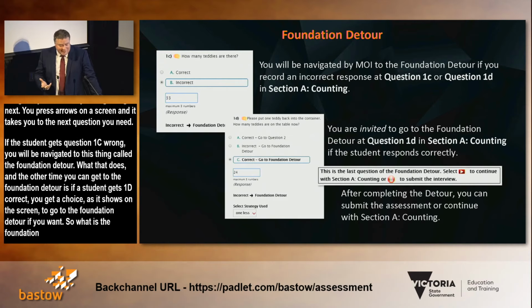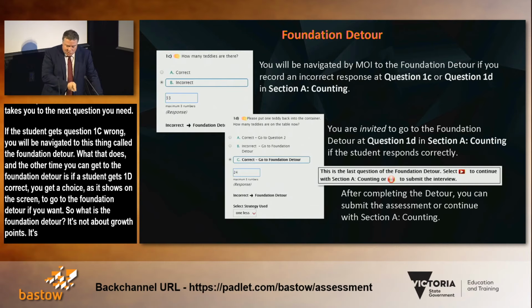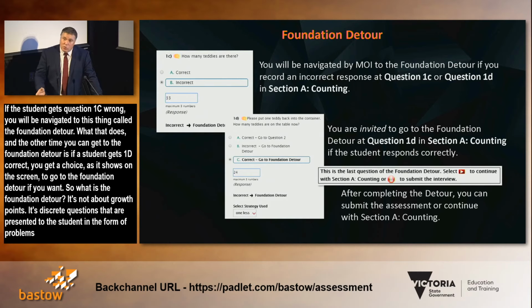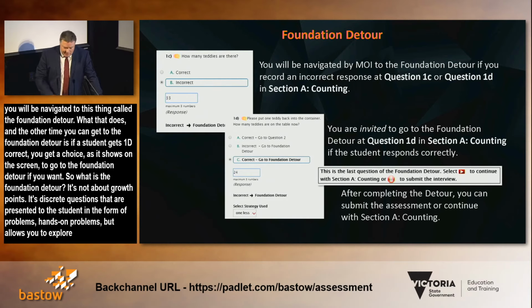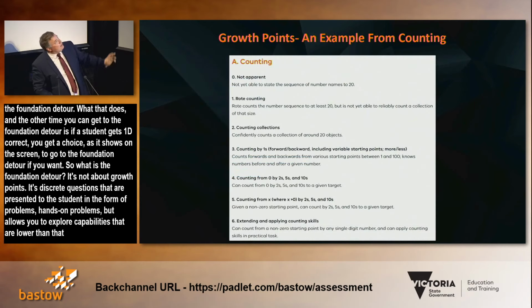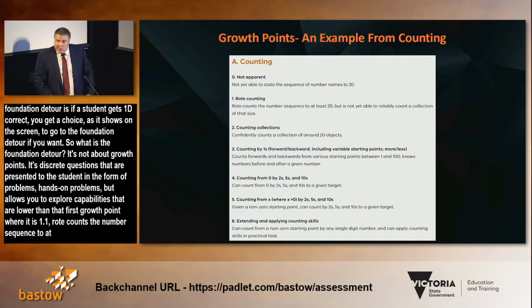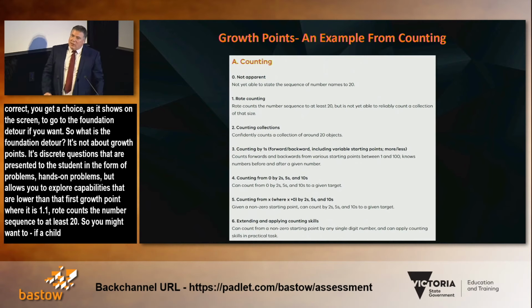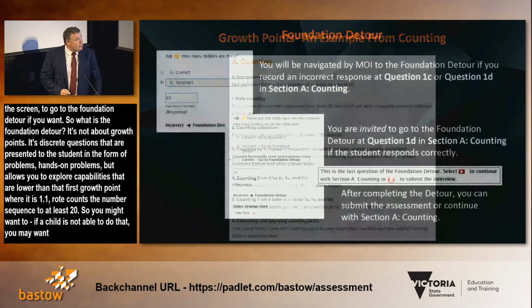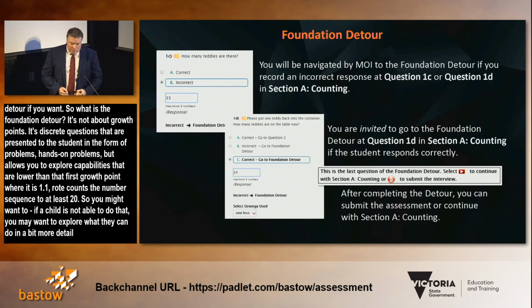So what is the foundation detour? It's not about growth points. It's discrete questions presented to the student in the form of hands-on problems, but it allows you to explore capabilities that are lower than the first growth point, which is growth point 1, rote counts the number sequence to at least 20. If a child is not able to do that, you may want to explore what they can do in a bit more detail. The foundation detour allows you to do that.